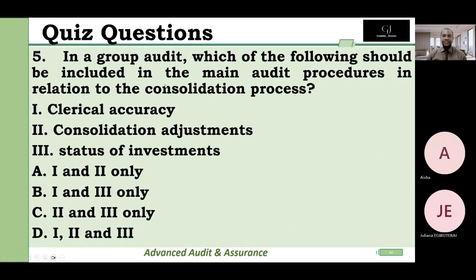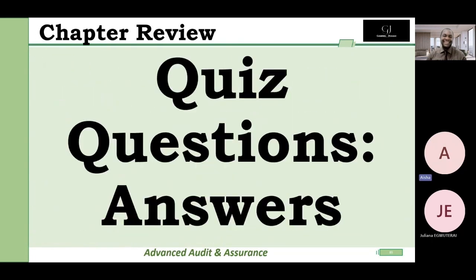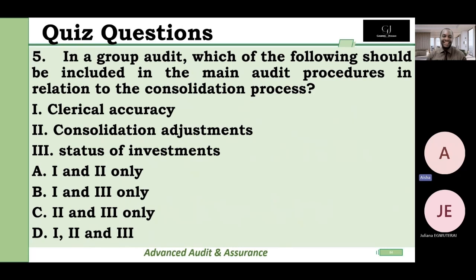And finally, number 5. Let's look at the answer. And the answer is D. You really did give away from me today. Definitely check this video again, like tomorrow. So number 5 is D. It's 1, 2, 3. I think you slept off in that place where I spoke to clerical accuracy, consolidation adjustments, and status of investments.